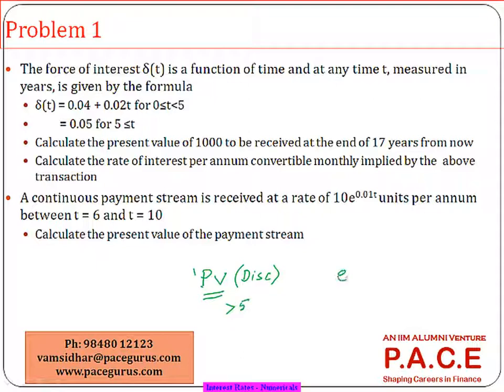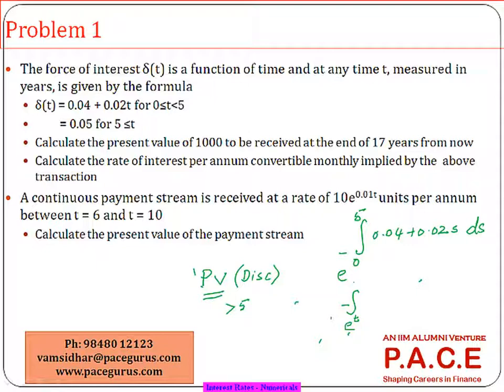So how do I find e power minus the integration between 0 to 5? We know that the interest rate is 0.04 plus 0.02t. Because I am integrating it, I'll use another variable s, ds. And we also know that if I'm talking about between 5 and 17, or let me make it more general, between 5 and t, then I would either be multiplying these two or adding at the power level. That's okay.